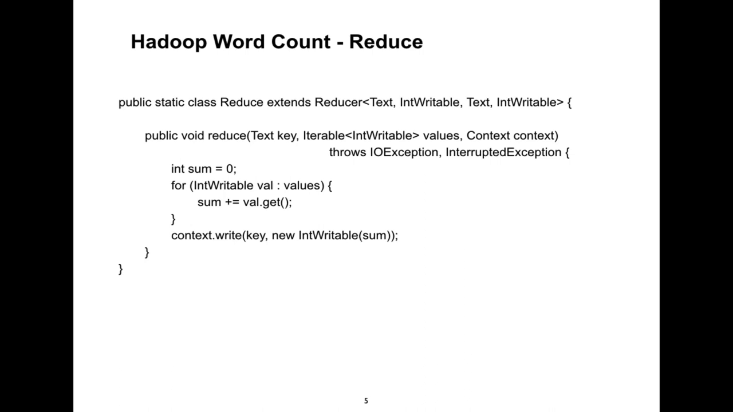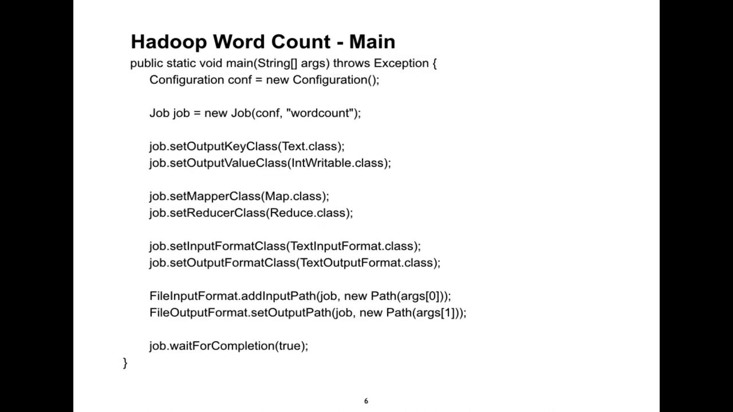We're not done yet. Now we need to write a driver program to run the whole thing. So we get a main, we have to configure it and give it a name, and set the output. It's going to be a text type, the input is going to be this, and then what's our mapper class, what's our reducer class, and I have to format the input and the output. Right, and then where the output is going to go, and then we have to wait for it to complete.